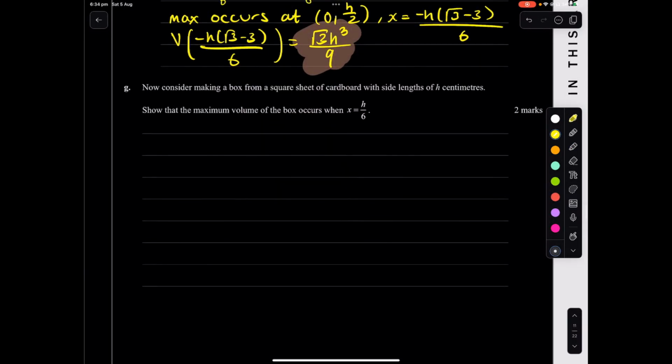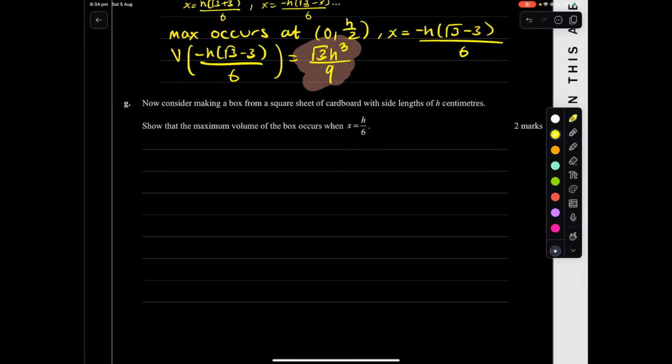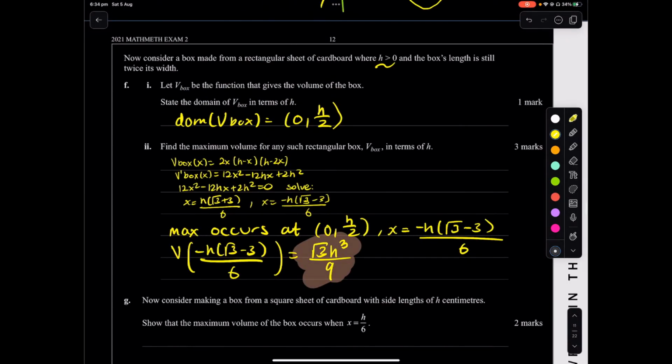Okay, now consider making a box from square sheets of cardboard with side lengths h. State the maximum volume of the box. Show that the maximum volume of the box occurs when x is equal to h over 2. Has side lengths of h.